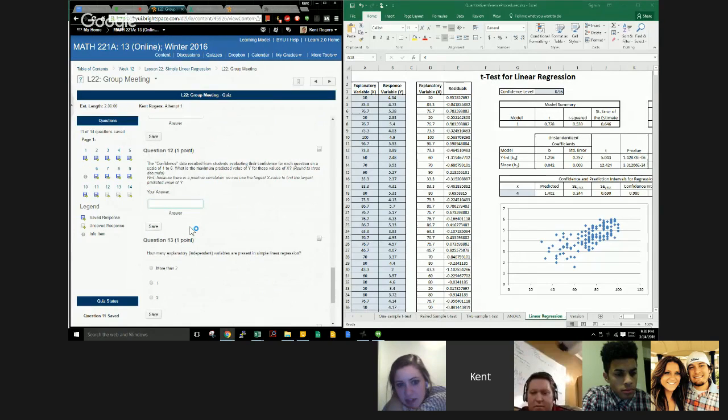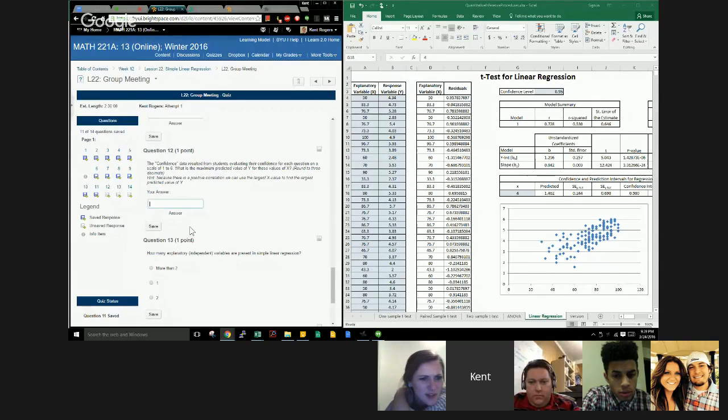The confidence data resulted from students evaluating the confidence for each on a scale of 1 to 6. What is the maximum predicted value of y for these values of x's? The maximum predicted value of y for these values of x, from 1 to 6. So do we just plug in 1, 2, 3, 4, 5, 6?